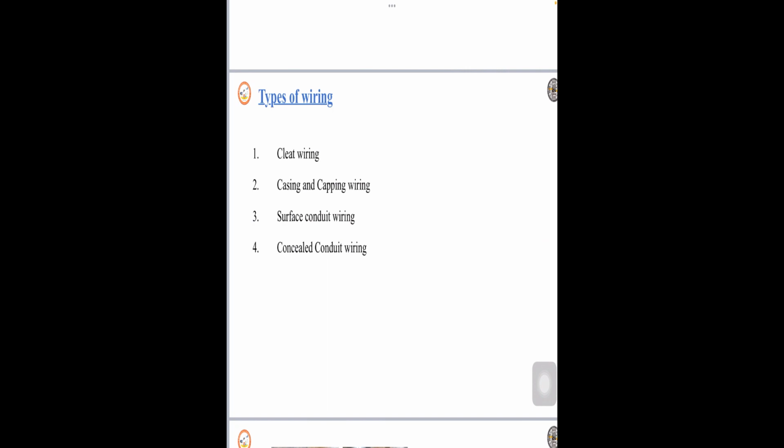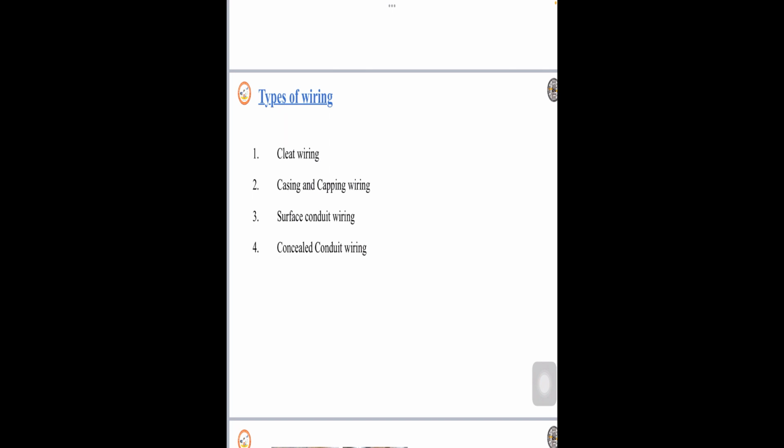Today's topic is types of wiring and their specifications. What is electrical wiring? Generally, electrical wiring is nothing but a network of wires drawn connecting the main board to various energy consumption loads such as fans, lamps, motors, etc. through protective and control devices for efficient distribution of power. We call them electrical wiring.